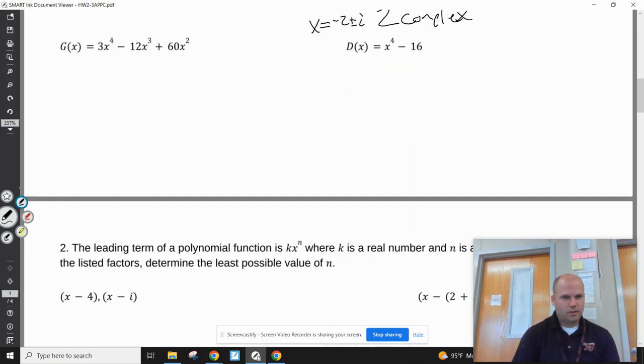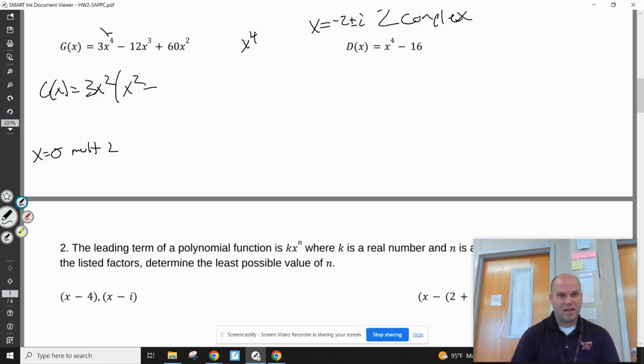D is my favorite. It's Huff's favorite too. Let's see. I'm going to factor out a 3x squared, giving me x equals 0 as a multiplicity of 2. I can see it's an x to the 4th. X to the 4th, I'm going to have 4. I get x squared minus 4x plus 20. I got 5 and 4. I got 10 and 2. I got nothing is what I got.